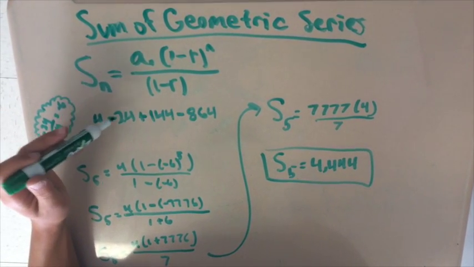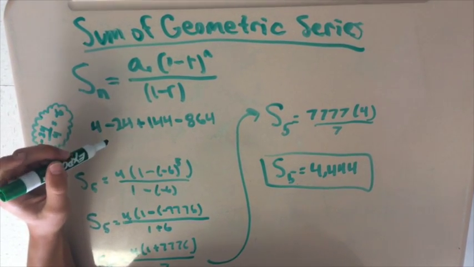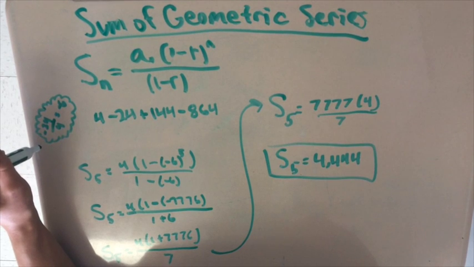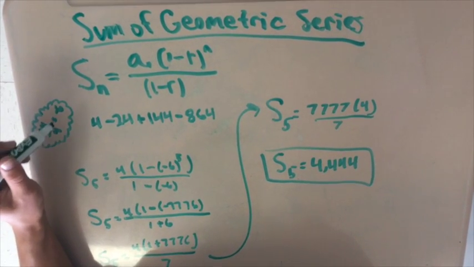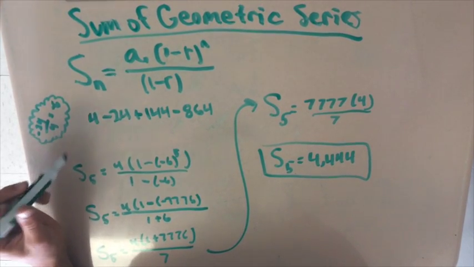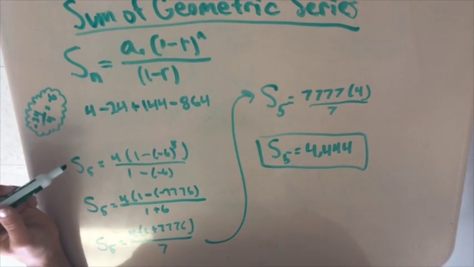First we're going to find the common ratio, and to do that, we take one of these numbers and divide it by the one before it. So here I have negative 24 divided by 4. That gives the common ratio of negative 6. So now let's plug it into this equation.